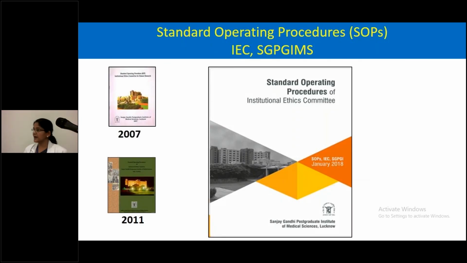These are the standard operating procedures of LGPGIMS. We earlier had the 2007 and then the 2011. The present SOPs are the 2018 SOPs that we have been using from January 2018. These are also available on the website. For the forms which I showed you, if you do not get any form in that link, you can go to the SOPs and then you can copy and paste. Any form you want, the SOPs are freely available on the website.